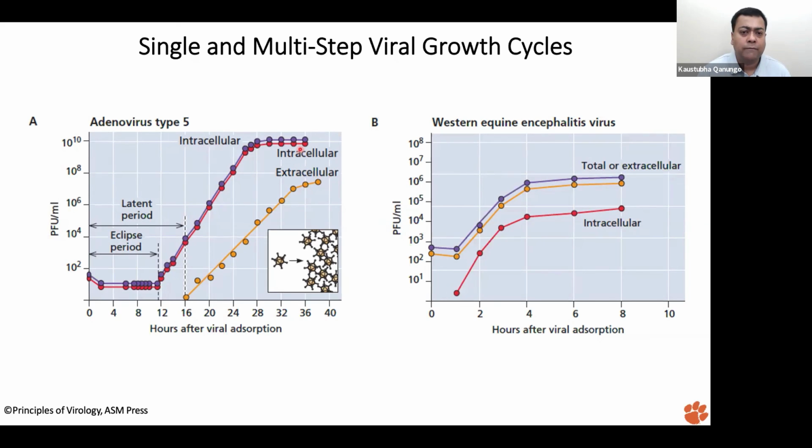Intracellular and extracellular viruses. So how is this experiment done? You take some specific cells that you infect with adenovirus type 5, and you add the viruses and infect in a way that all the cells are infected synchronously. And we will learn how you can do that.